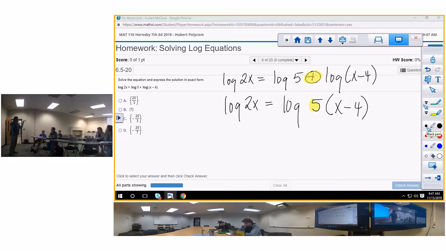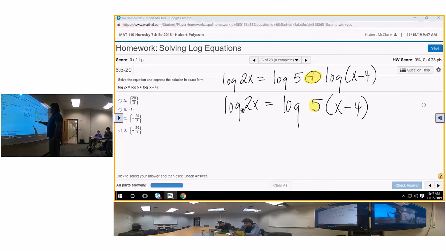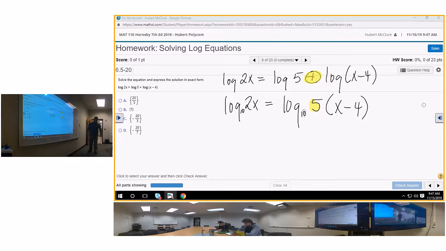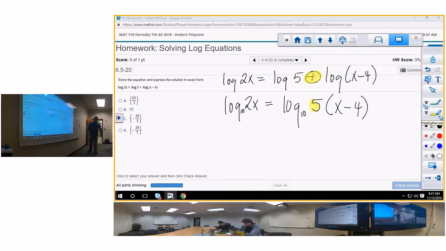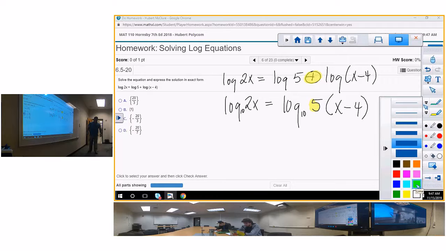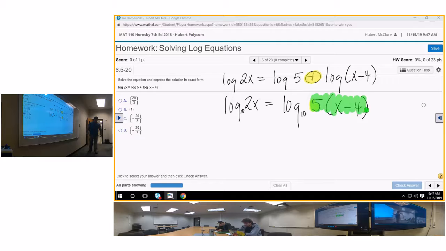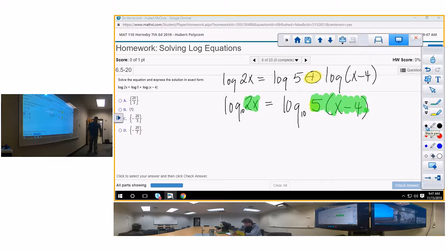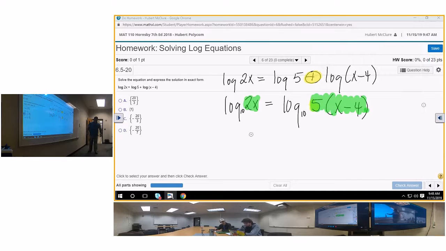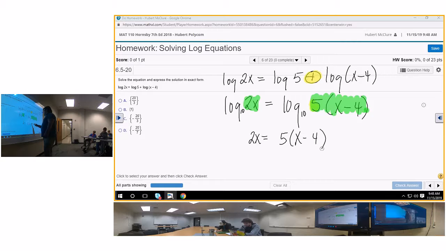All right. So what happens when you have the same base with an exponent? What happens? You set these two guys equal to each other. Knock yourself out. Go ahead. So that'd be 2x is equal to 5 times x minus 4. 2x is equal to 5x minus 20.